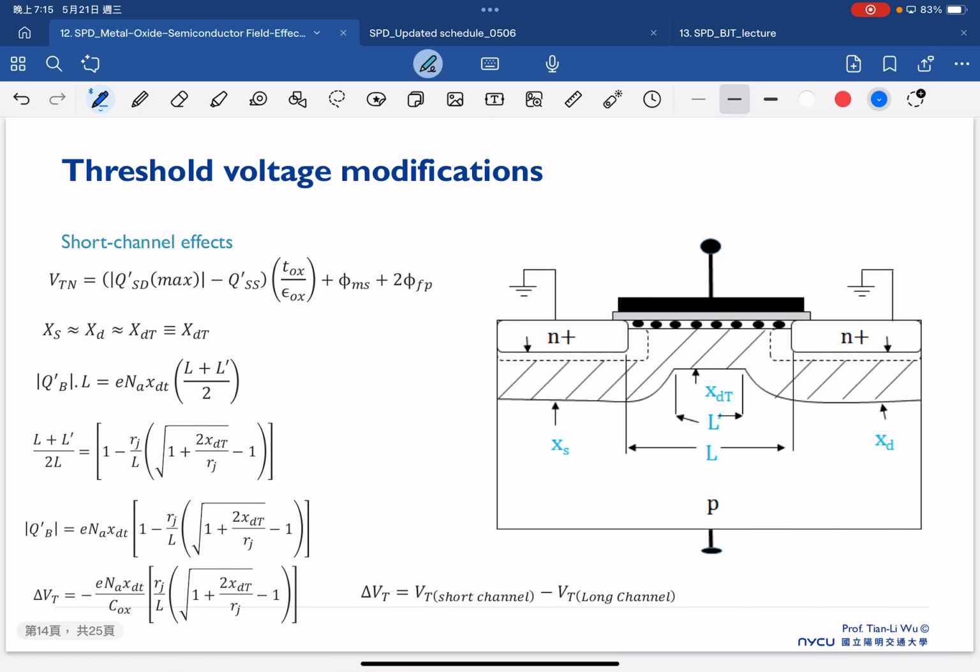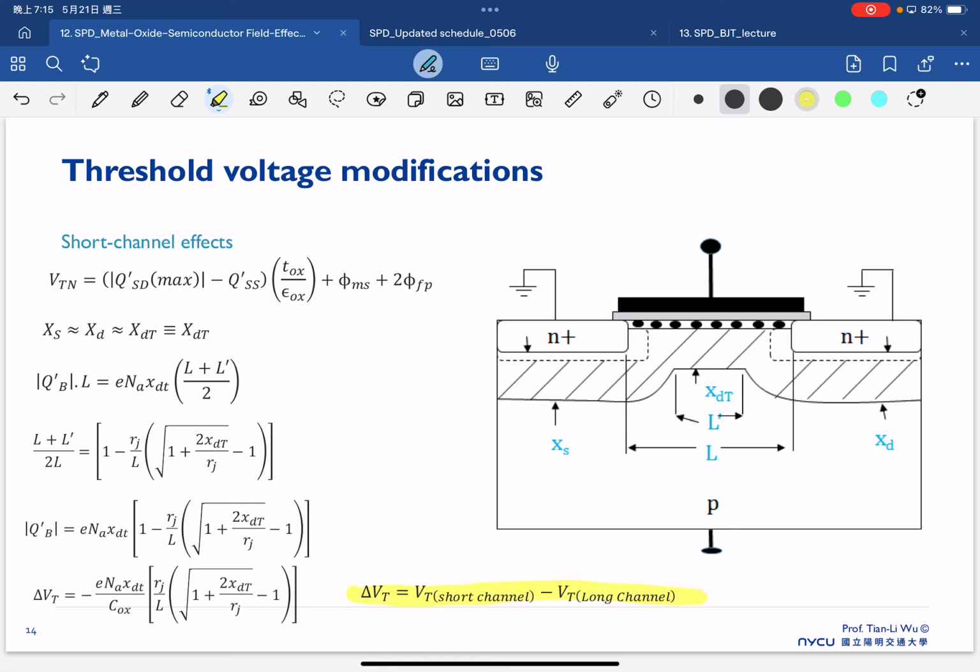Of course, we can do the detailed calculation, but here I won't show the details. I think this detailed calculation can be understood by yourself if you think about it. It's very similar to the calculation we have already talked about. But the main message here is this one.